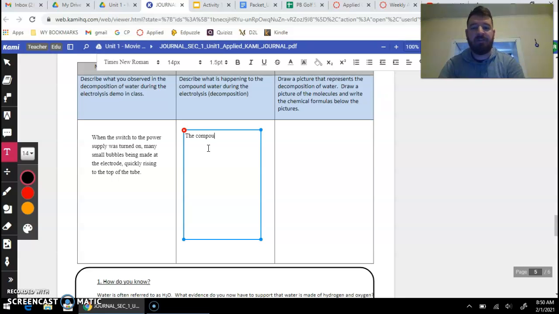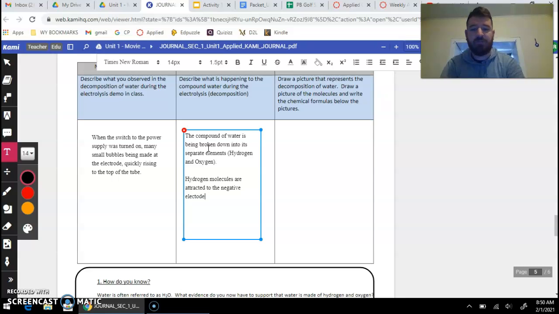So I would say the compound of water is being broken down into its separate elements, and these elements are hydrogen and oxygen. All right, so if we could really get down there, we would start to see that the hydrogen atoms, or molecules, I guess, because it would be H2. So hydrogen molecules are attracted to the negative electrode.